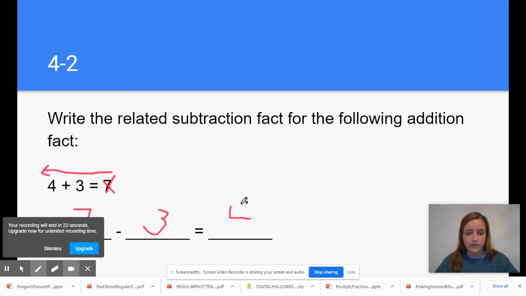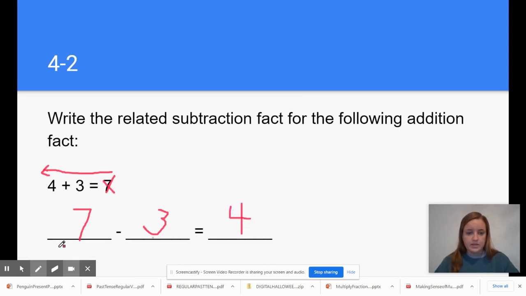Equals 4. So 7, go backwards, minus 3. 3 is gone, equals 4. You always go back. And we're going to keep practicing this, but I want you to try it in your math workbook today. Good luck.